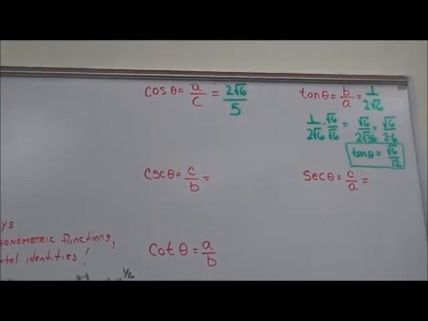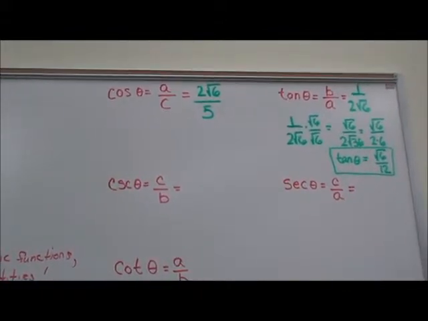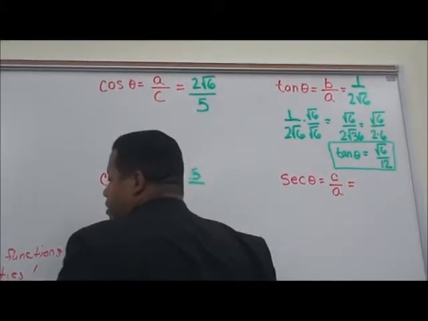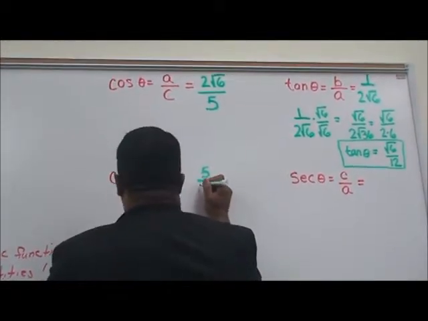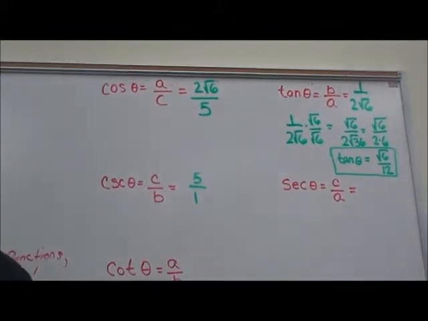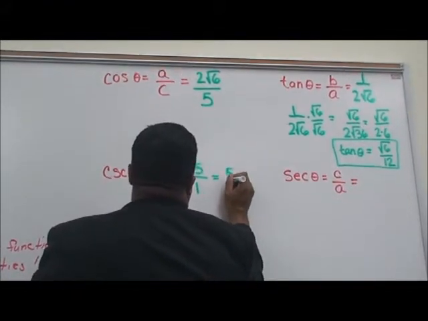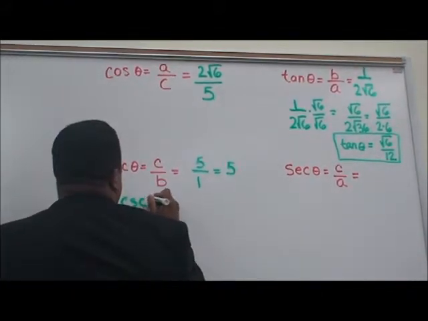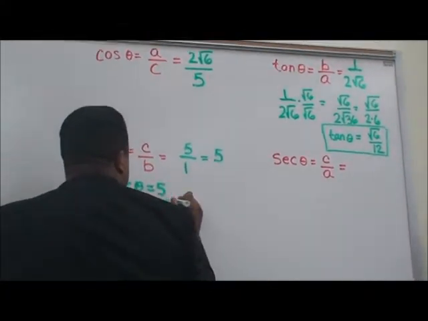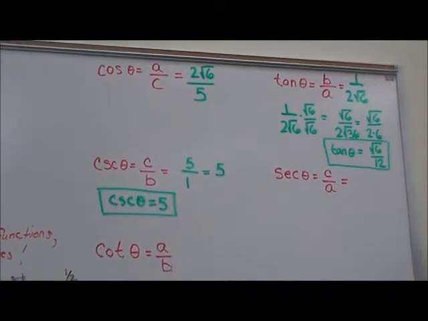So we have to find cosecant theta. And to find cosecant theta, what will be our C value? Our C is 5 over B, which is what? 1. So cosecant, excuse me, not secant, but cosecant would be equal to what? 5. So cosecant theta is equal to 5. There we go. Now let's keep going.